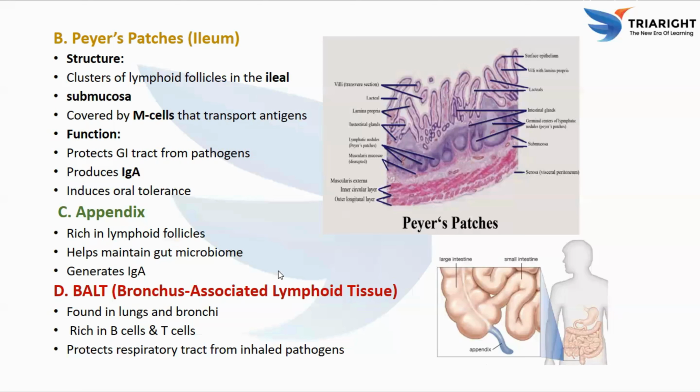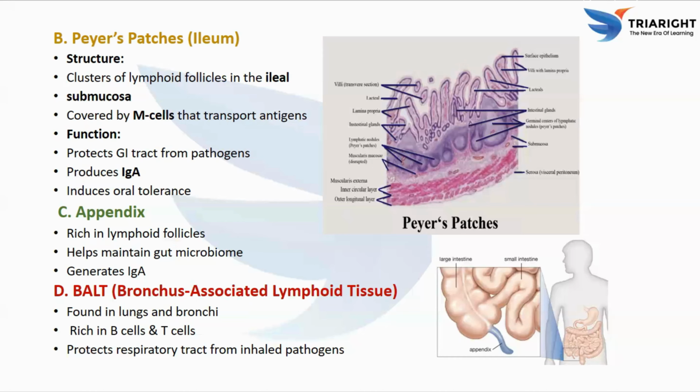So the next secondary organ is BALT, bronchus-associated lymphoid tissue. Where is it located? It is found in the lungs and bronchi, a part of the respiratory mucosa. So what are the functions of the BALT? It protects the respiratory tract from inhaled pathogens.